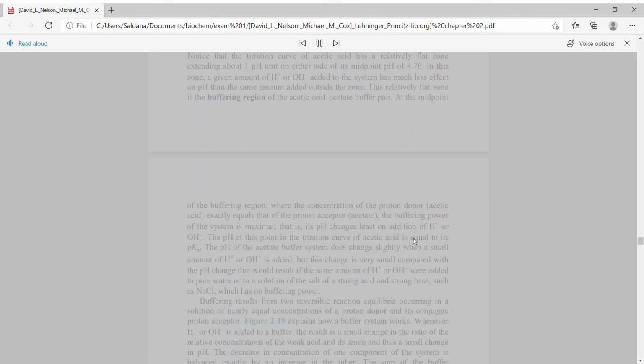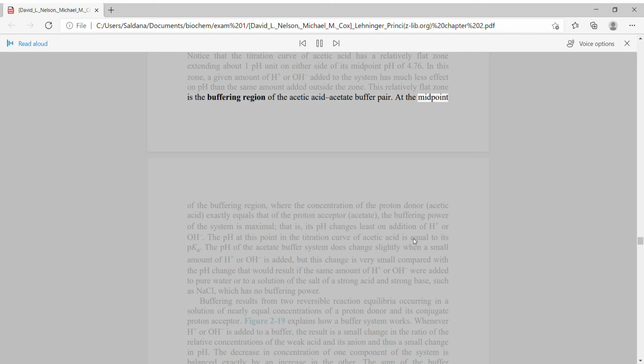Notice that the titration curve of acetic acid has a relatively flat zone extending about 1 pH unit on either side of its midpoint pH of 4.76. In this zone, a given amount of H+ or OH- added to the system has much less effect on pH than the same amount added outside the zone. This relatively flat zone is the buffering region of the acetic acid-acetate buffer pair.